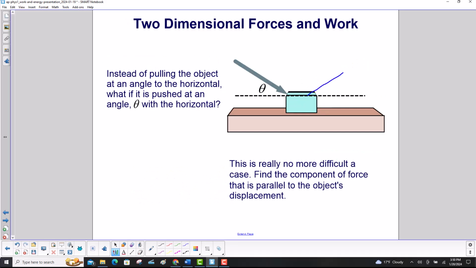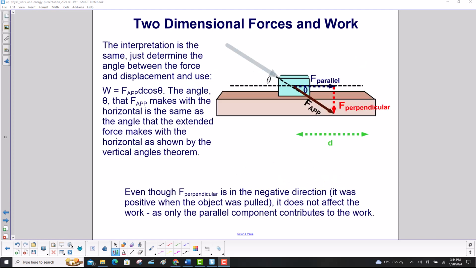Instead of pulling the object at an angle to the horizontal, what if it is pushed at an angle theta with the horizontal? And again, we did this in dynamics. This is really no more difficult a case. Find the component of force that is parallel to the object's displacement. The interpretation is the same. Just determine the angle between the force and displacement and use work equals F applied times d cosine theta.